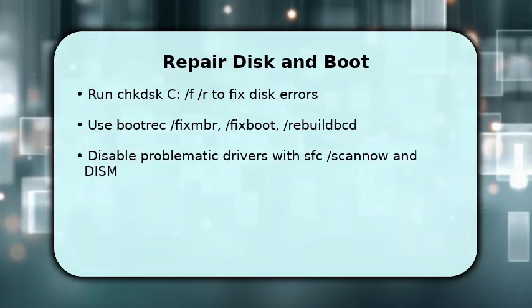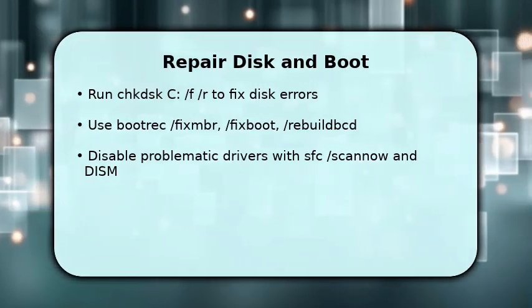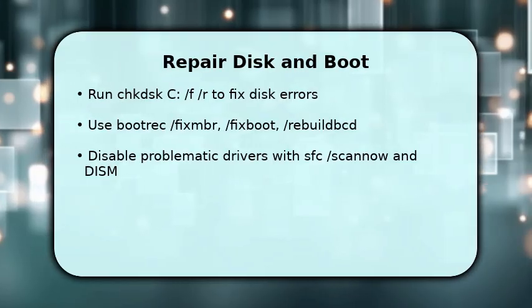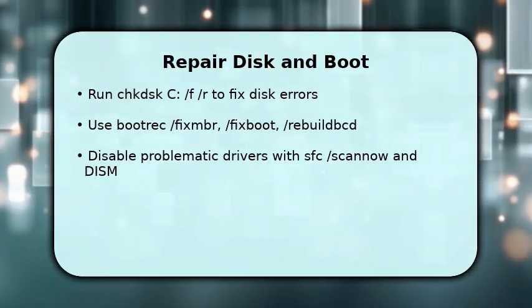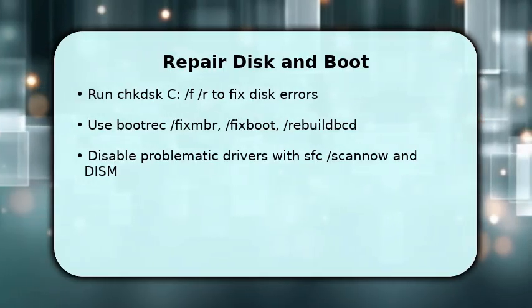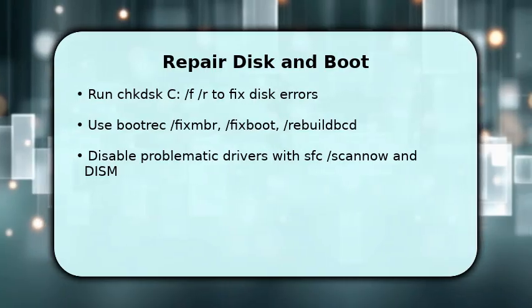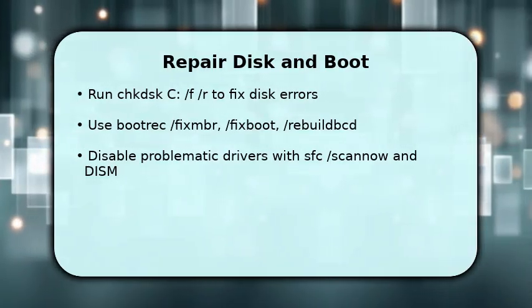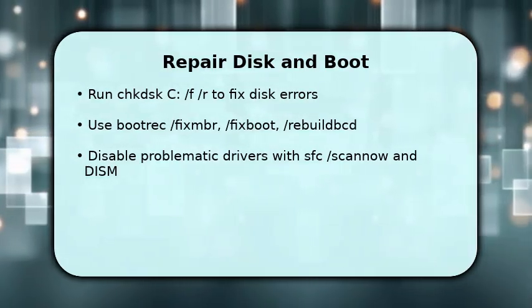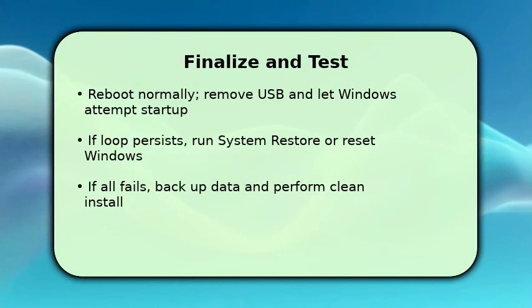chkdsk C: /f /r to find and repair bad sectors. This prevents boot stalls. Once done, execute bootrec /fixmbr, bootrec /fixboot, and bootrec /rebuildbcd to restore the boot record and configuration. Then run sfc /scannow and DISM /online /cleanup-image /restorehealth to repair corrupted system files. Together, these steps replace damaged files, and you finish by rebooting without the installer and letting Windows attempt a normal startup. Make sure to remove any recovery USB and observe the boot.